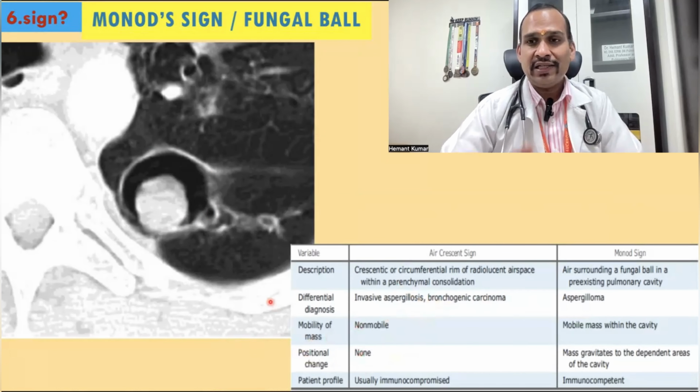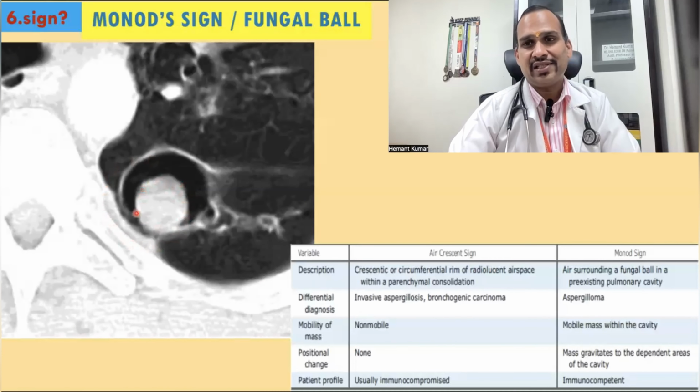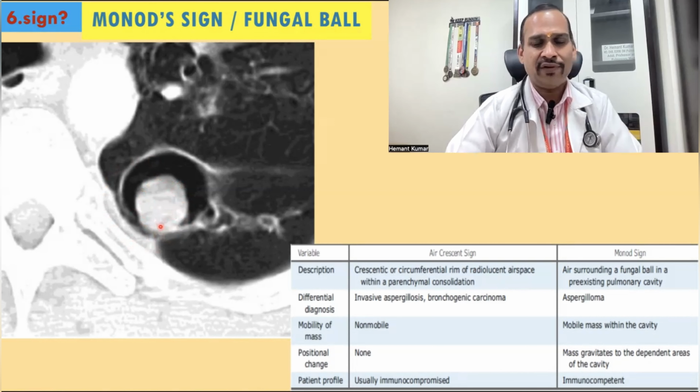If you do a CT scan in the prone position, the shape of this opacity will change in the Monod sign. But with the air crescent sign, it will not change. So there is no positional change in the air crescent sign, but in the Monod sign it will change.